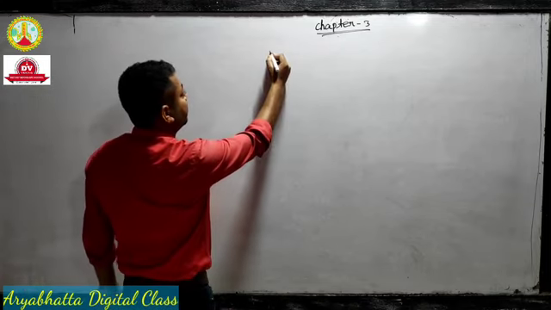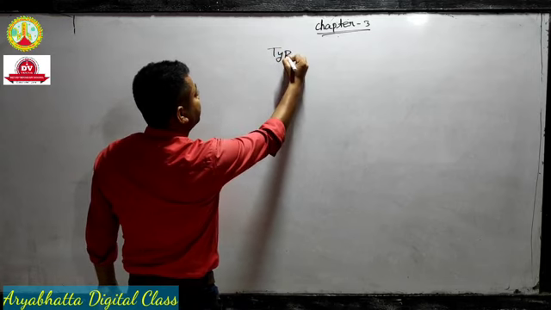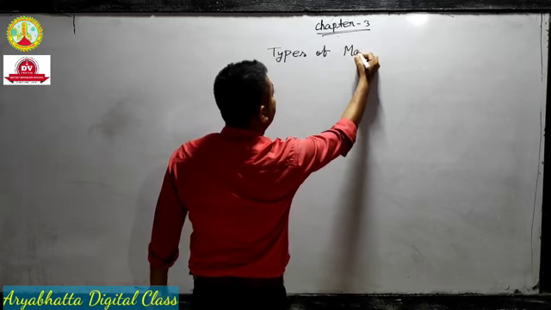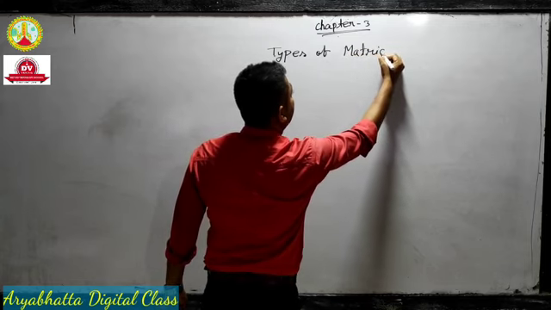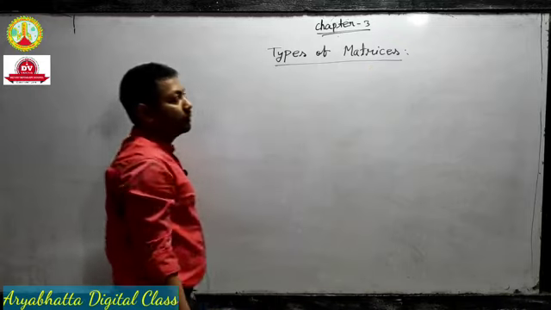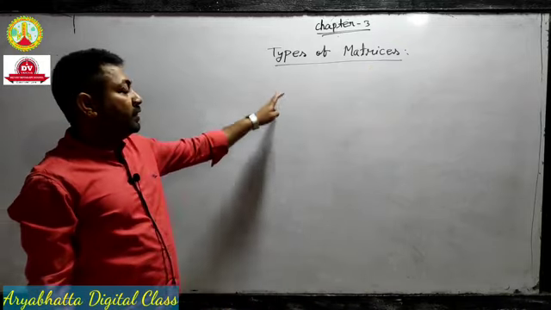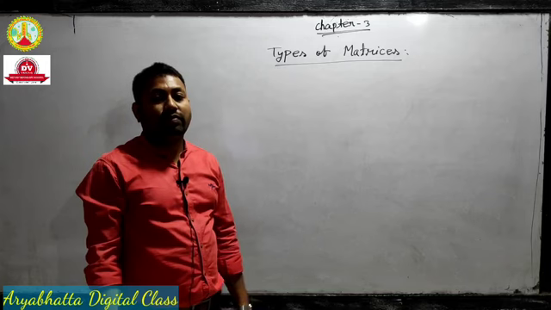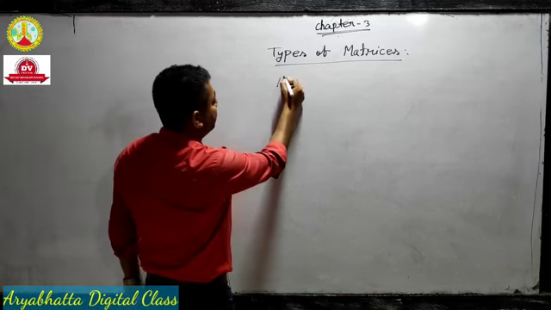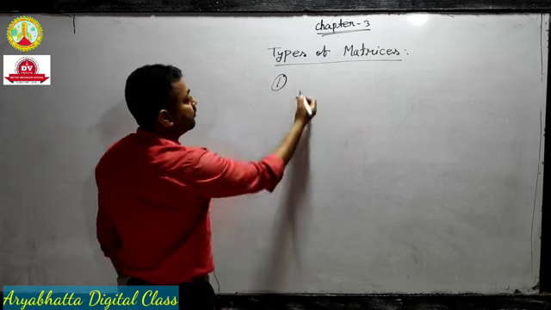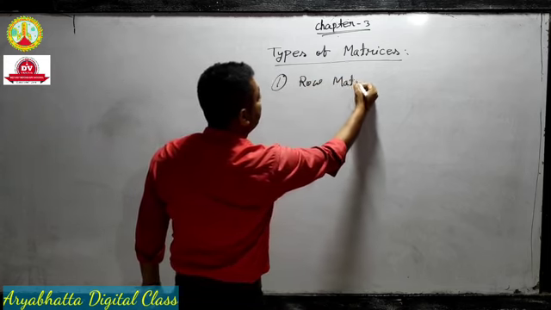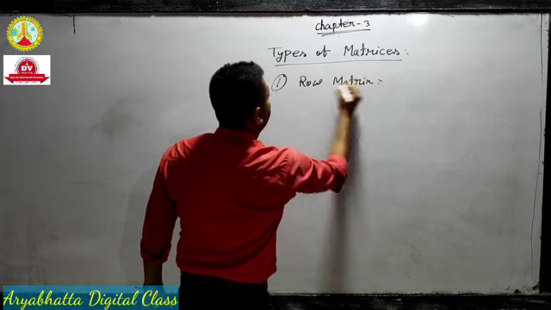First, we discuss types of matrices. There are different types of matrices. Let's start. Number one, row matrix.